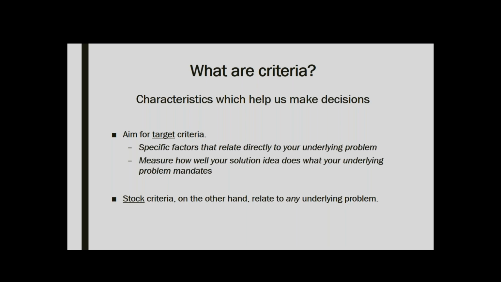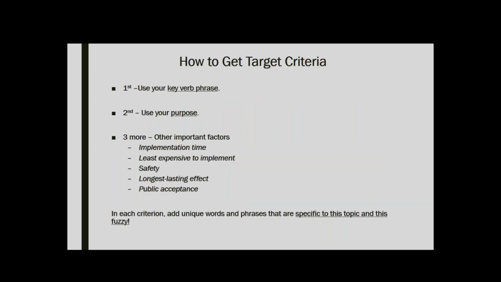We want to aim for targeted criteria. That means it is specific to our underlying problem, and it will measure how well the solution idea does with doing that idea in the UP. Stock criteria, on the other hand, could relate to any underlying problem. How to get to the target.